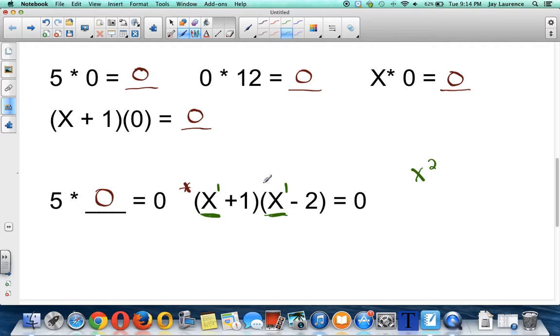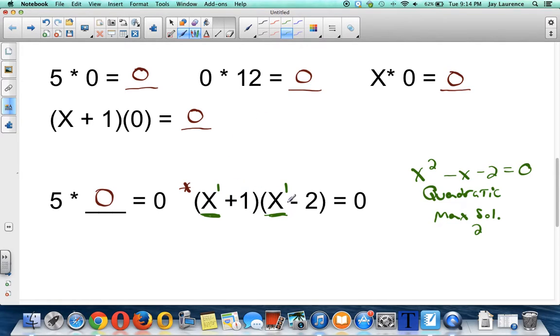Now, I don't know if you can realize this. If I continue to distribute, I'm going to end up with a minus x and a minus 2 equals 0. Now, what kind of equation is this? Well, it's quadratic, right? Remember we just learned that? It's quadratic. And since it's quadratic, the max number of solutions is 2. Okay, that's very interesting. So let's get back to this.